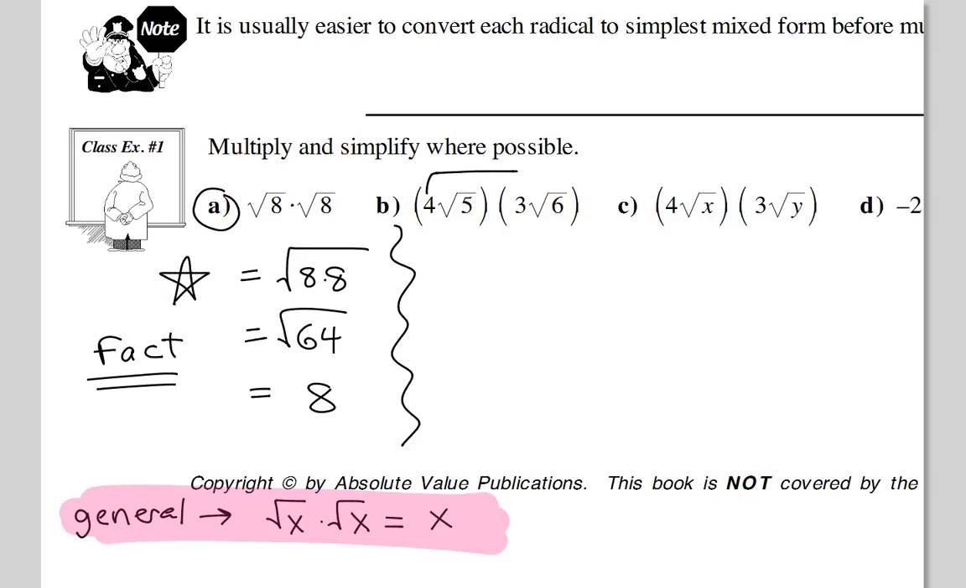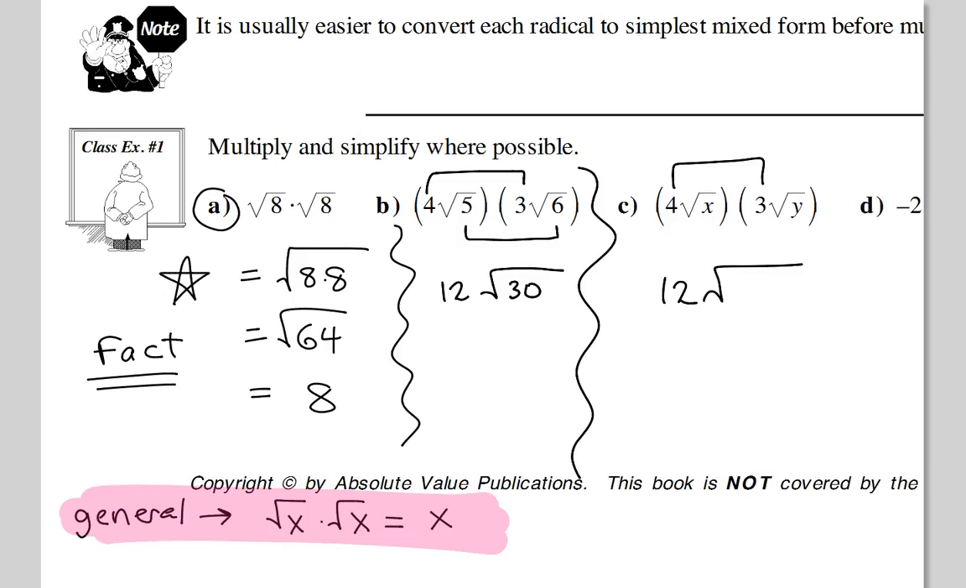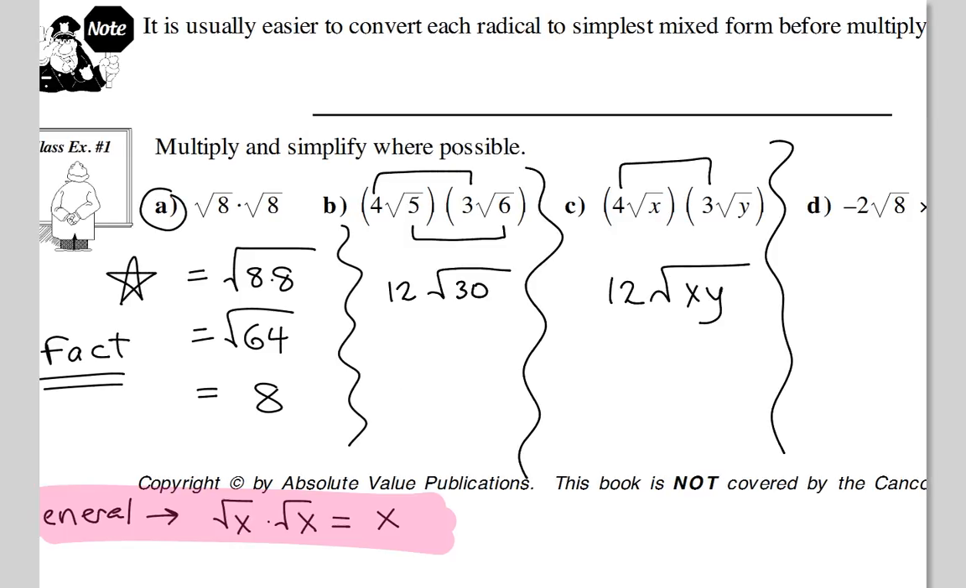The 4 and the 3 go together, it makes 12. The 5 and 6 go together and make 30 inside the radical house. Is 30 factorable with squares? Does 4 divide it? Does 9 divide it? Does 16? No. So we're done. You can't do anything with that. Oh, exact same thing on the outside. So 12. And then what's x times y? Well, xy. Challenging stuff so far.